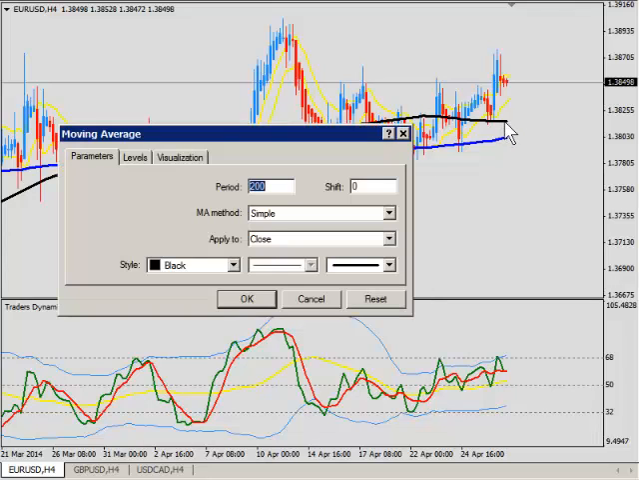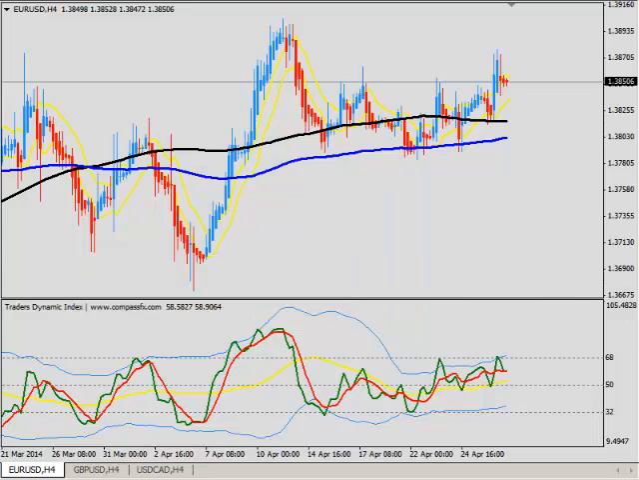Now, a simple moving average gives equal weight to all price values. Now the blue line is the 200 exponential moving average, and the exponential gives more weight to more recent prices. And so you'll see a bit of difference between the black and the blue line, both being the 200 moving average, just factored a little bit differently.